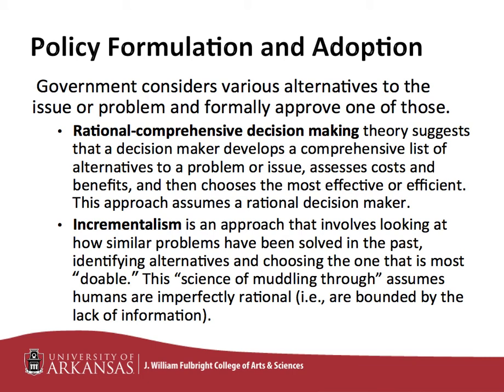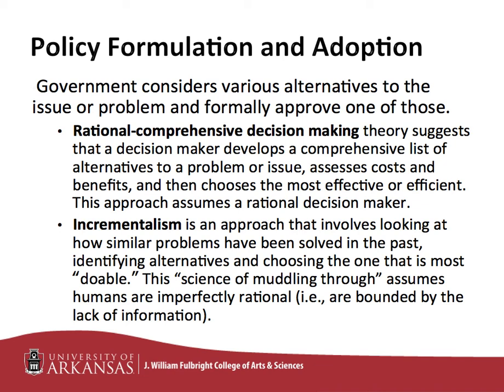The rational comprehensive decision-making model is one that assumes a rational decision maker, and it suggests that here the decision maker, in other words, we're looking at the policymakers in the legislative branch or the executive branch, makes a comprehensive list of alternatives to a problem or an issue. They assess the costs and the benefits for each of them, and then choose the most effective or efficient based upon rank ordering. Now, this might seem like it's a great idea, but really doesn't happen very often.